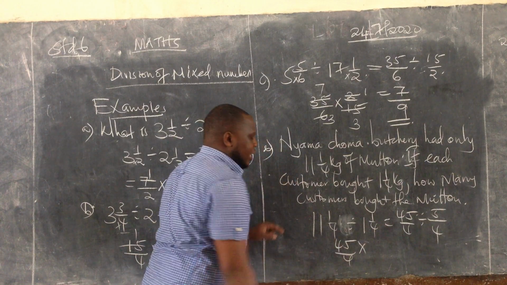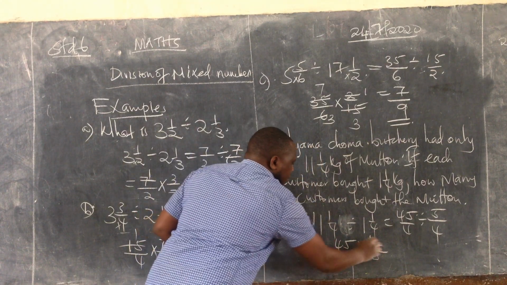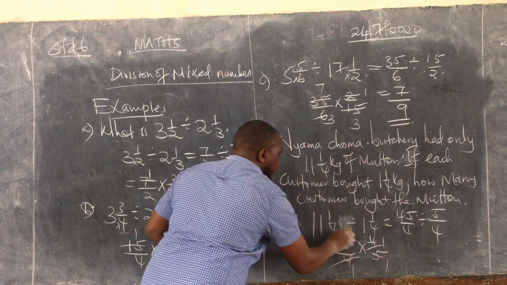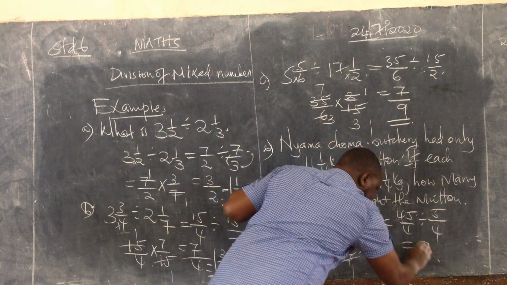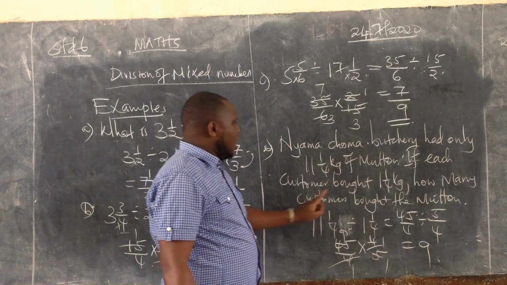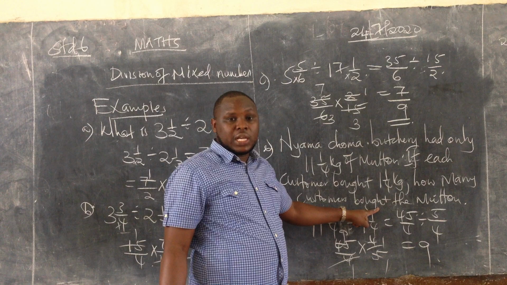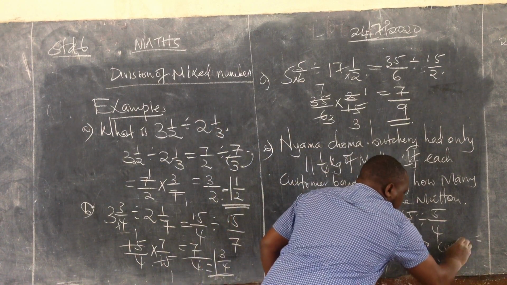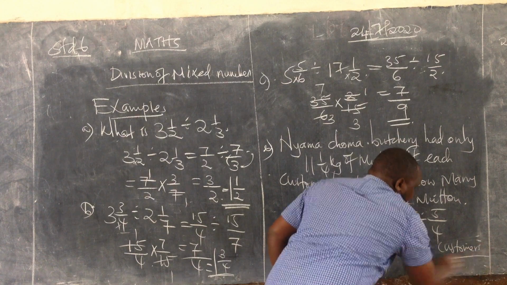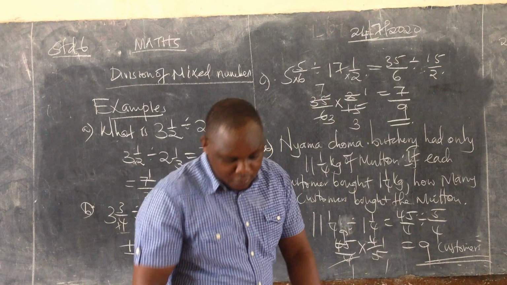So the first part is 45 over 4. Now multiply that by the reciprocal, which is going to be 4 over 5. So 4 by 4, 1. 5 by 45, 9. And so, we go back to the question. We write our 9 and go back to the question. How many customers? So what are the units in this question? It's going to be 9 customers. So I want you to write for me 9 customers there. And you get that question very correct.